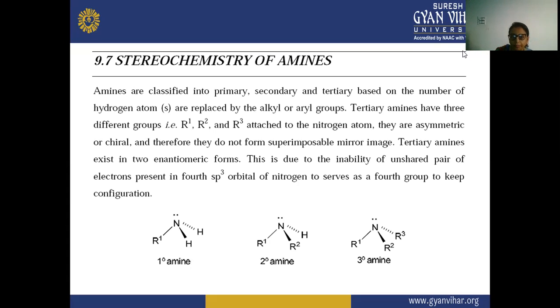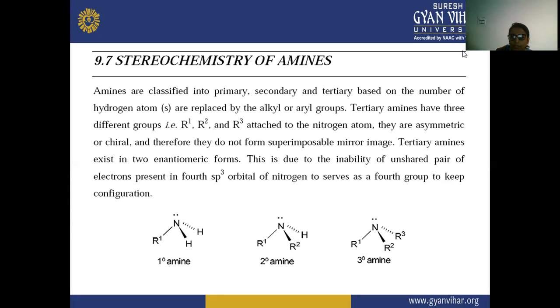So in the stereochemistry of amines, the amines are classified on the basis of the hydrogen atoms that have been replaced by the alkyl or aryl group. They are classified into primary, secondary, and tertiary. In case of primary, one hydrogen is replaced by one alkyl group. In case of secondary, two hydrogens have been replaced by alkyl groups. And in case of tertiary, three hydrogens have been replaced by alkyl or aryl groups.